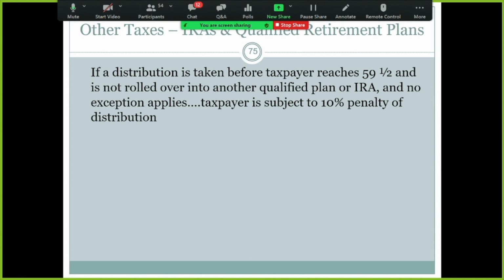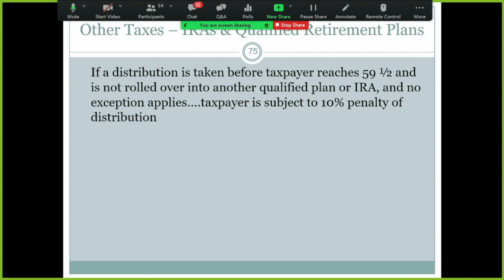So then we have our IRAs and qualified retirement plans. When we talked about the 1099-R, remember that box 7 on the 1099-R is very special and very important to us, because that determines the tax treatment of the taxable amount listed in box 2 on the 1099-R. This is related to those individuals that have a code 1 in box 7 of that 1099-R. And so that means that there is no exception that applies.